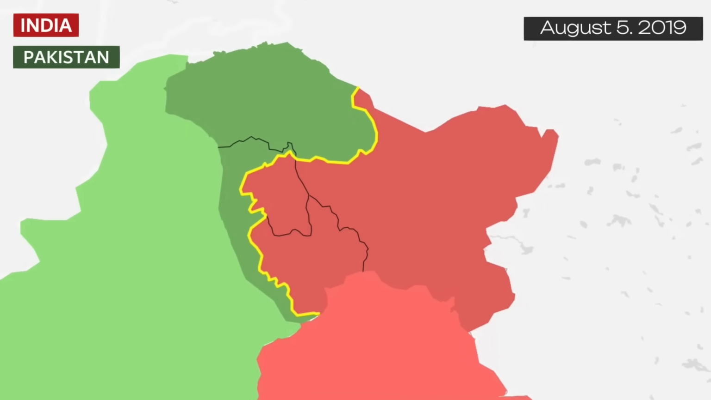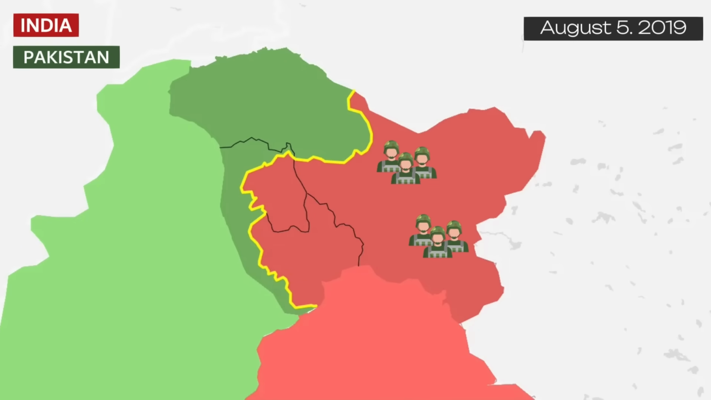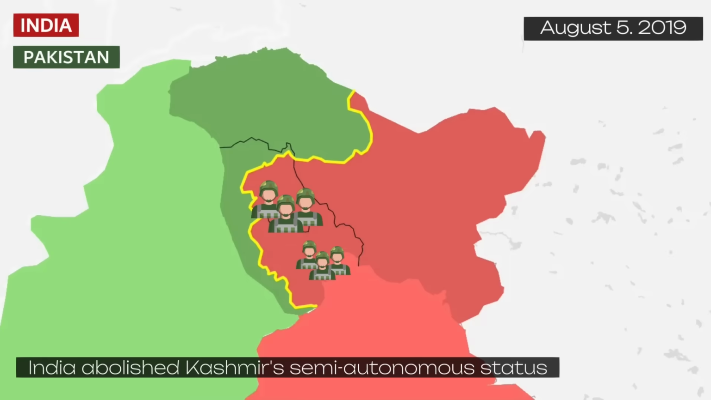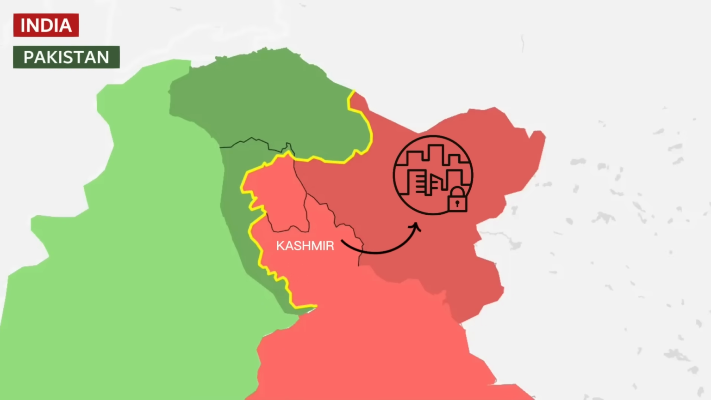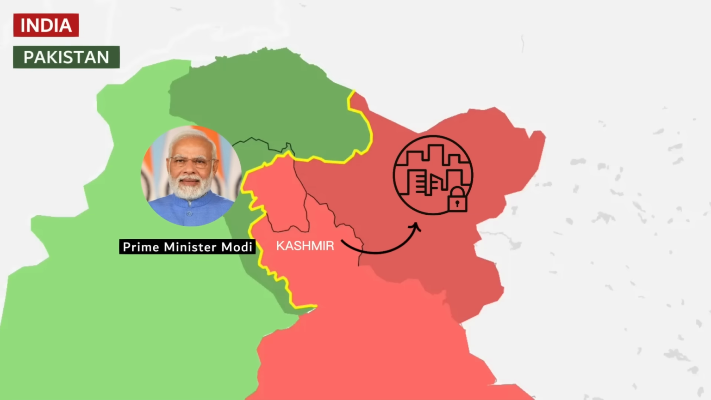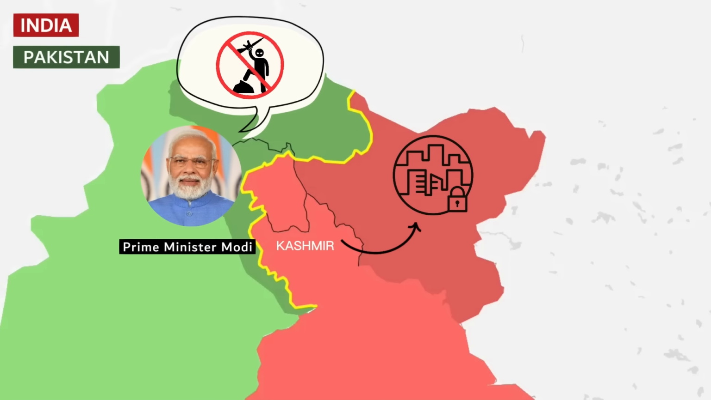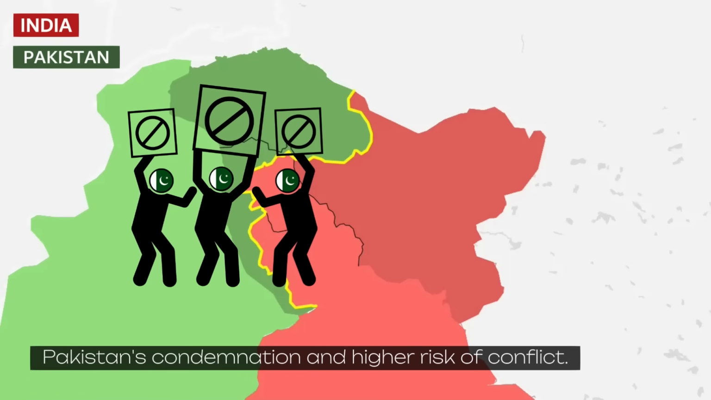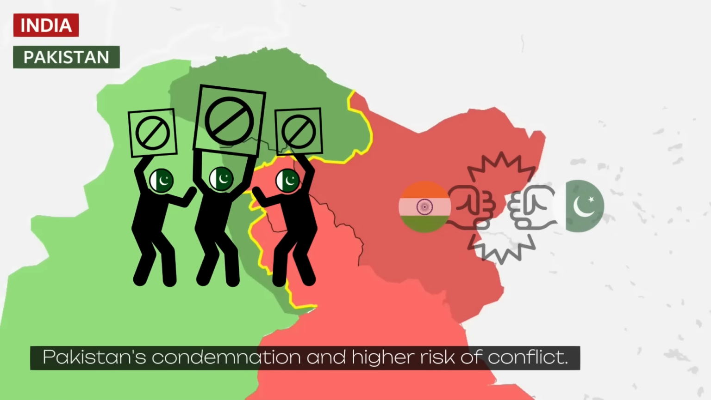On August 5, 2019, after deploying tens of thousands of additional troops and paramilitary forces to the region, India abolished Kashmir's semi-autonomous status and kept India-administered Kashmir under lockdown, a move that, according to Indian Prime Minister Modi, aimed at curbing insurgency and terrorism. However, the move once again prompted Pakistan's protests and condemnation, heightening the risk of conflict between the two nations.